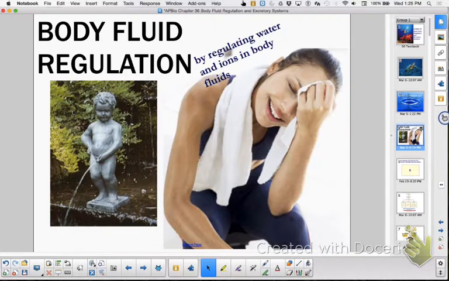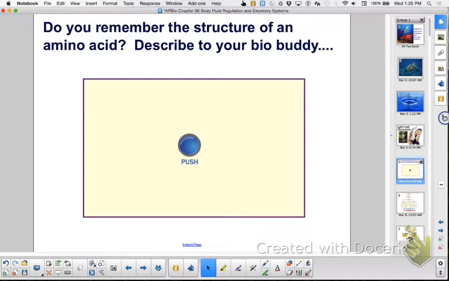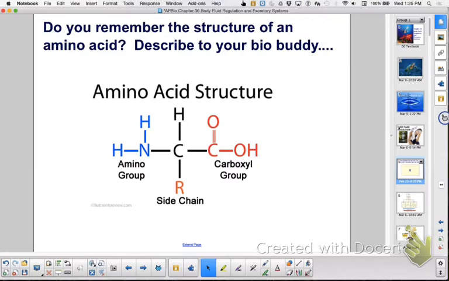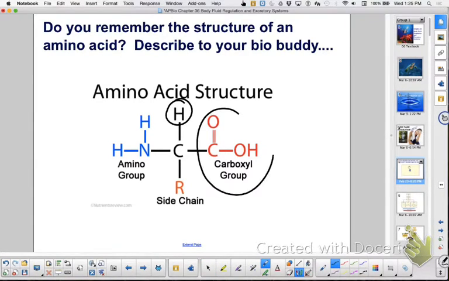Okay, so let's focus on the big one here, and that is nitrogenous waste. The first thing I want to see is if you remember the structure of an amino acid. If you're at home watching this video, either imagine it in your head or actually commit it to a piece of paper. If you want to, you can pause and keep going. But this is what an amino acid does look like. You have a hydrogen group, a carboxyl group, an amino group, and an R group.